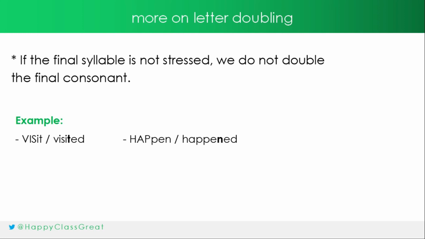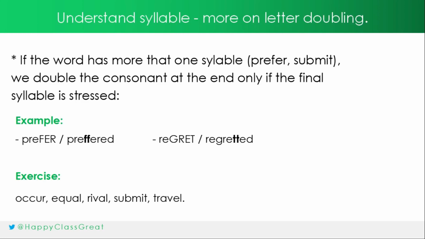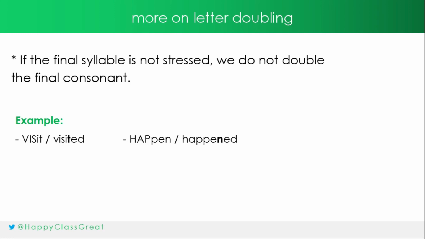An example is visited. Now we have visited. The last syllable is not the one that is stressed. Vis is the one that is stressed. So we do not double the t. It's different from the one you see here, where we double the t in regretted. You understand? But in visited, the t is only one. We have only one t, and in happened we have happened. It's not double p. It's just one single p.